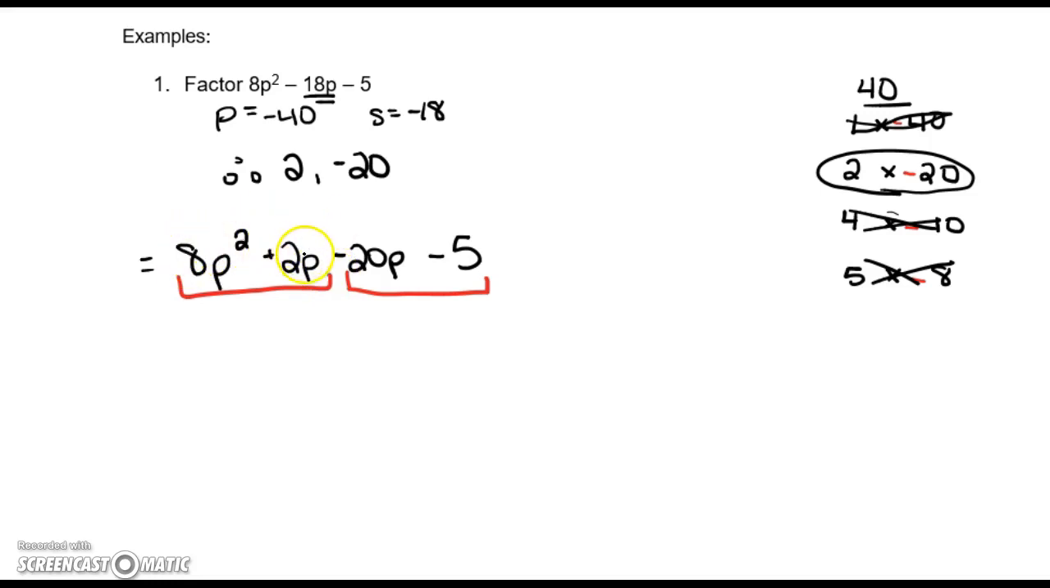Looking at 8 and 2, the number that they have in common is 2. And then looking at p squared and p, those have a common factor of p. So I'm going to pull out 2p. I'm going to divide each term by 2p. So 8p squared divided by 2p would leave me with 4p. And then 2p divided by 2p leaves me with just 1, so I can separate that with a plus sign.